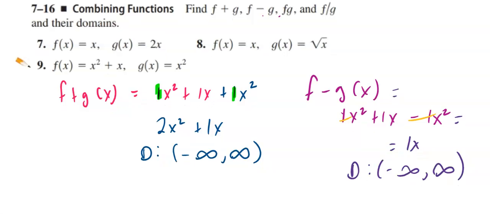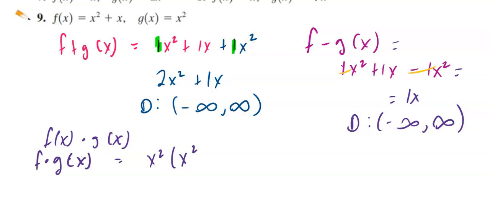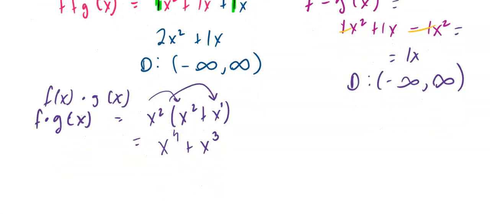Okay, let's do a multiplication. So f of x times g of x, or we could write it as f times g of x. All right, we're going to have x squared times x squared plus x. So distribute. X squared times x squared is x to the 4th power, product property for exponents. And then x squared times x to the 1st is an x cubed. And again, if you want to graph that, do it.